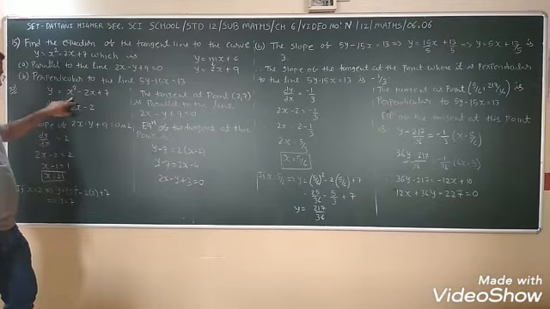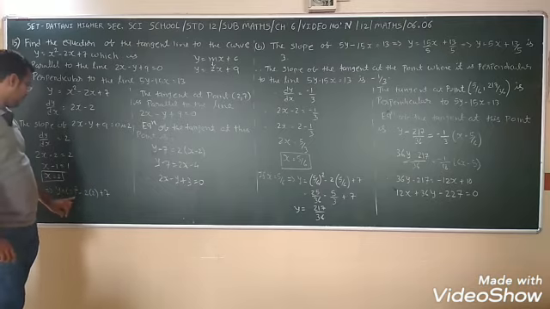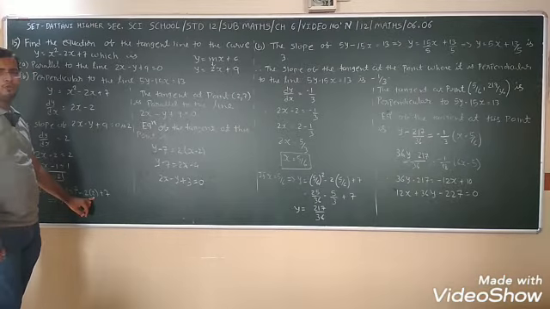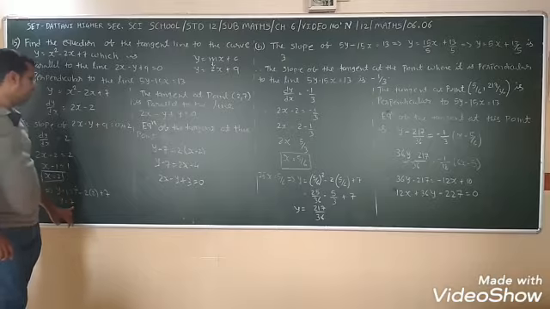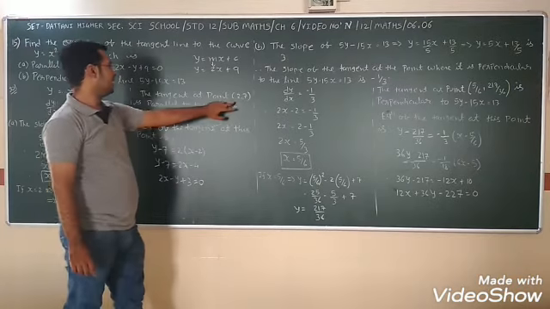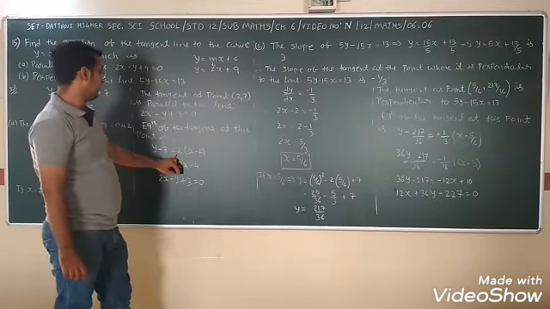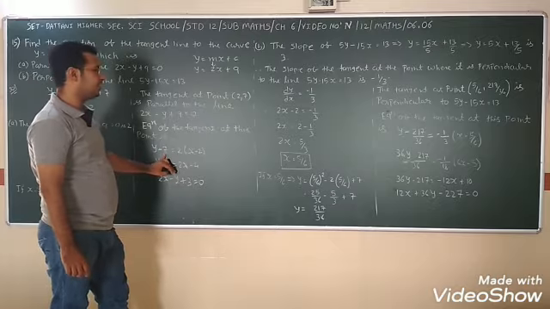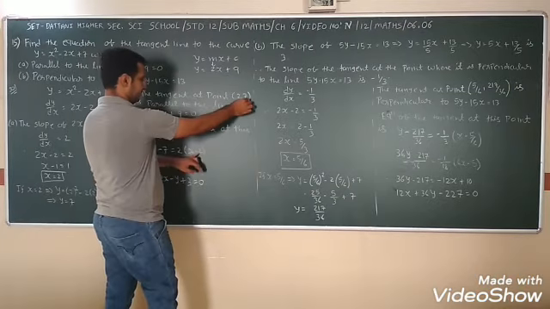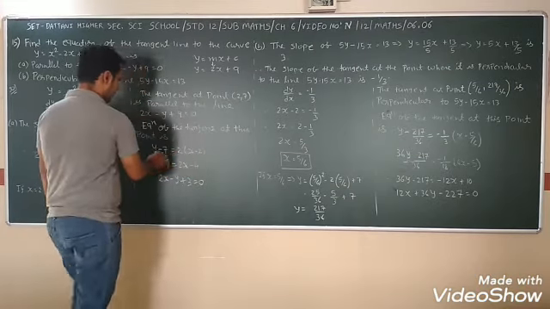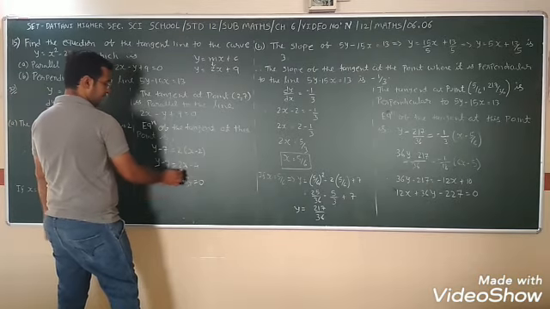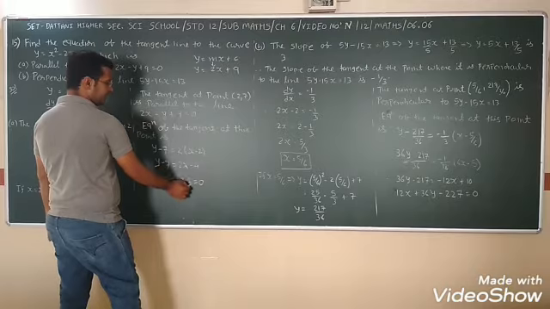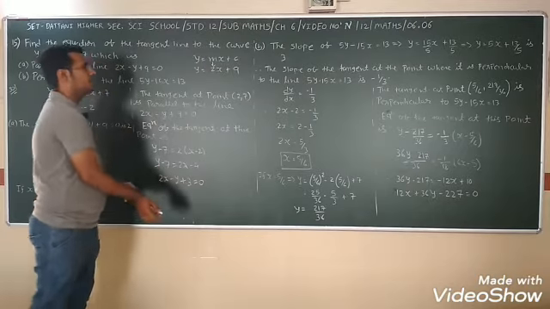Now put this value in this equation. So y = 2 square, 4. 2 twos are 4. 4 minus 4 is 0, plus 7 is 7. Now the point is (2, 7) and the slope is 2. Putting in the equation y minus y0, that is 7, and x0, that is 2, and slope 2: y minus 7 = 2 into (x minus 2), 2x minus 4. Changing sides, 2x minus y plus 7 minus 4 plus 7, that is plus 3, is equal to 0.